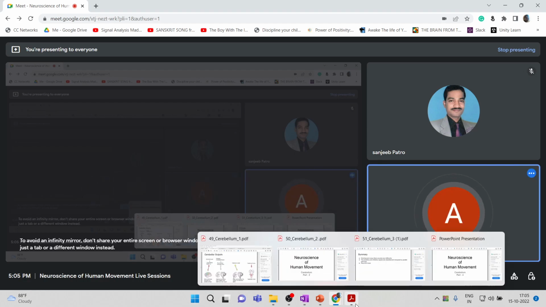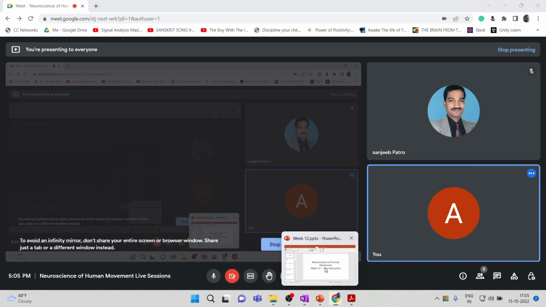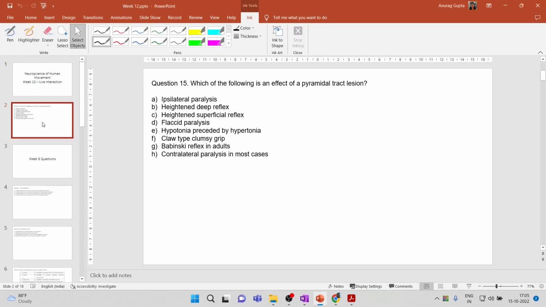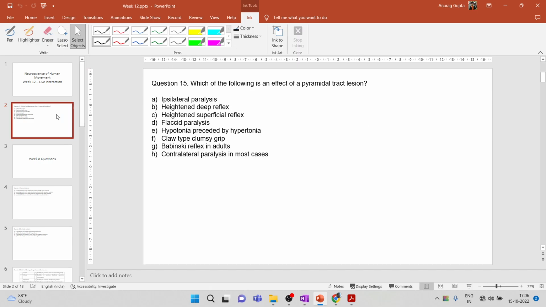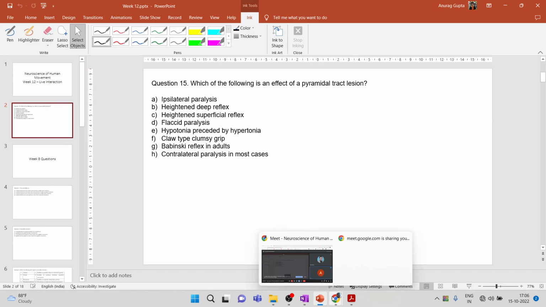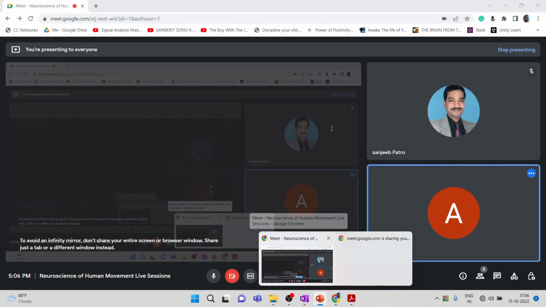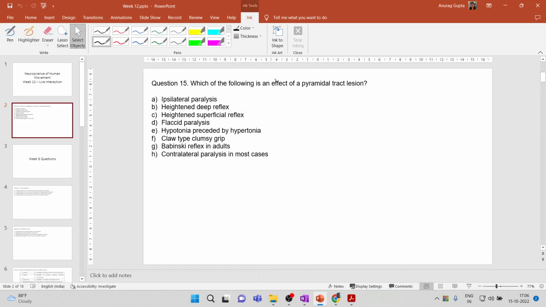So last week, we were towards the end of the primary motor cortex, and we had one question that was remaining. So this was the question: which of the following is an effect of a pyramidal tract lesion?